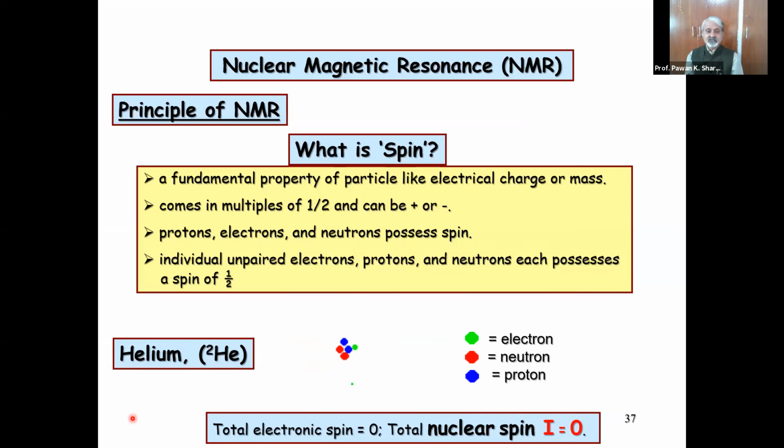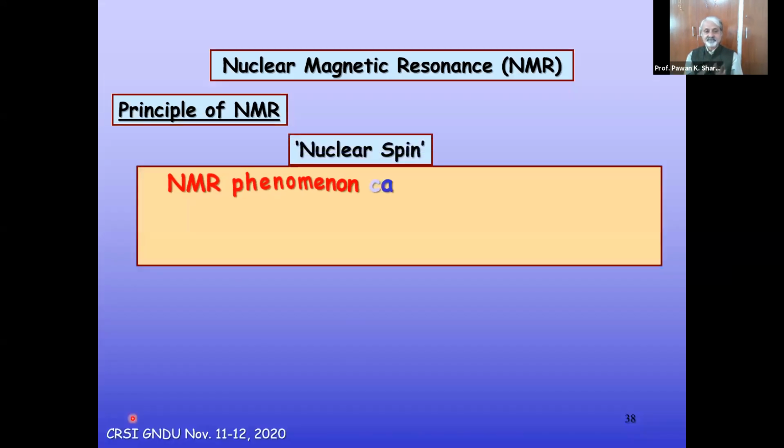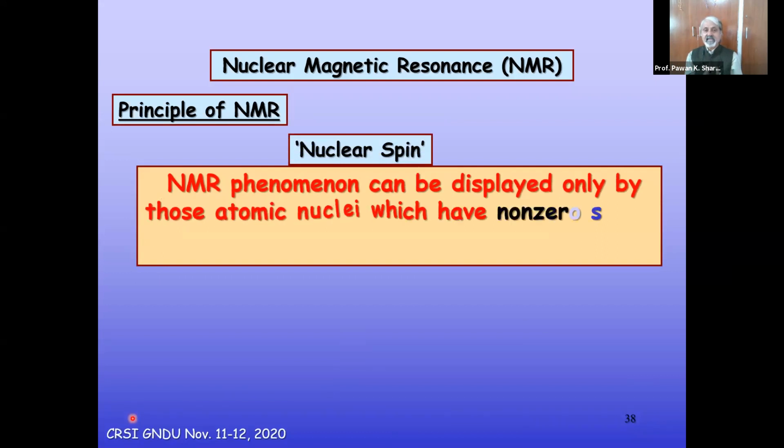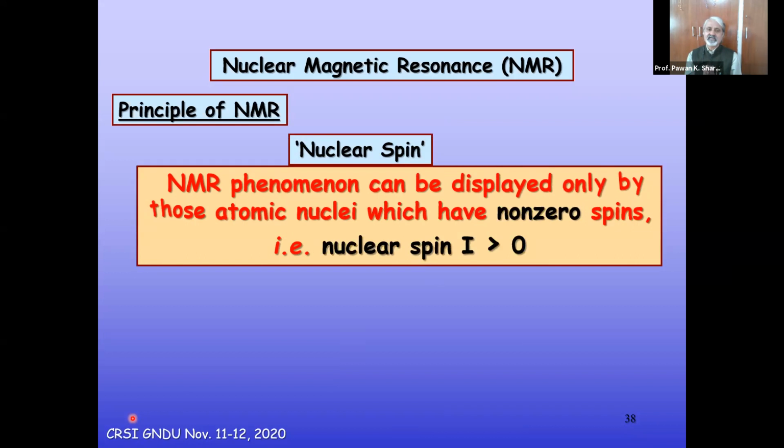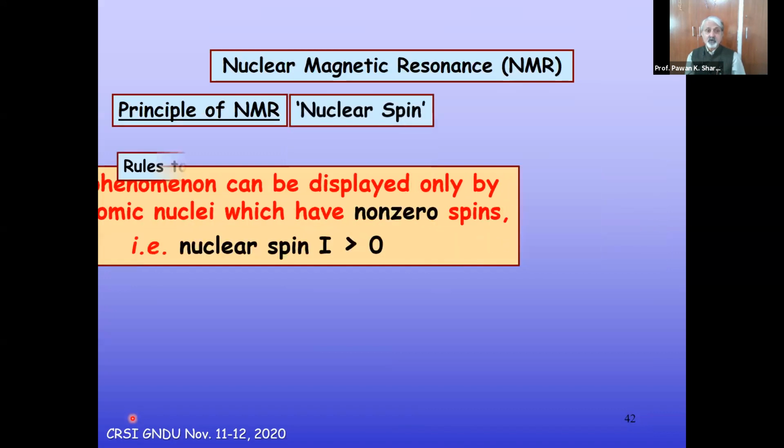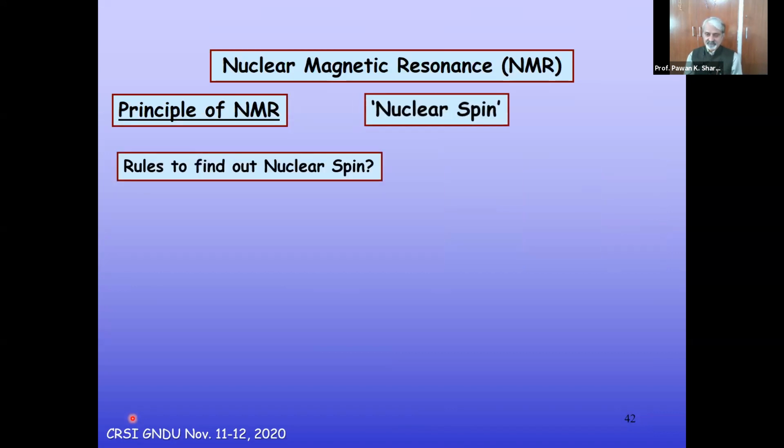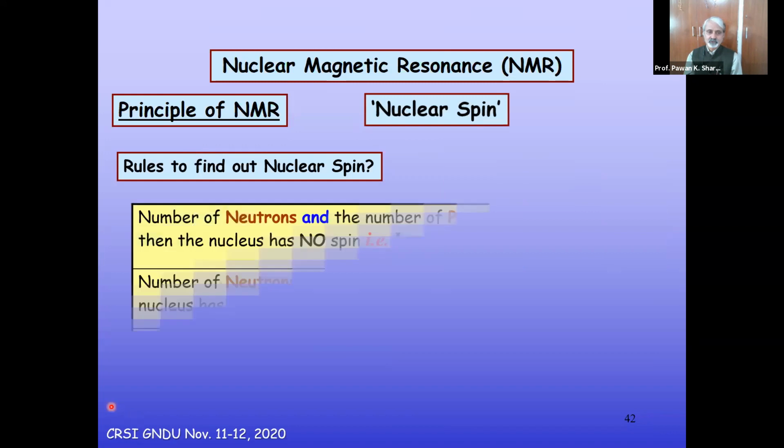So now we can understand that the principle is nuclear spin, and the NMR phenomenon can be displayed only by those atomic nuclei which have non-zero spins, whose spin I is greater than 0. It should not be 0. If it is 0, there is no spin. So that would be NMR inactive. Now, what are the rules to find out nuclear spin? Most of the books provide you with 2 tables to find out the rules for nuclear spin.